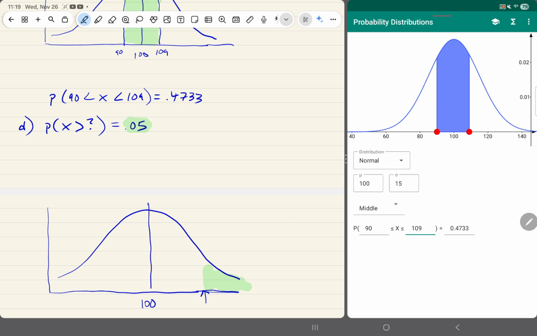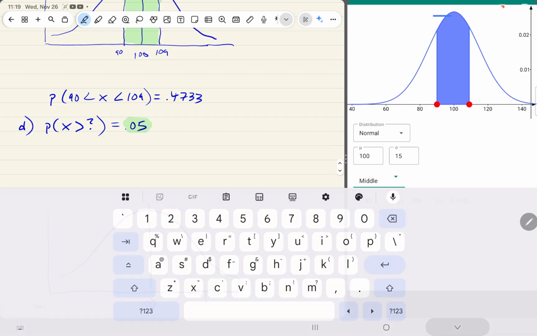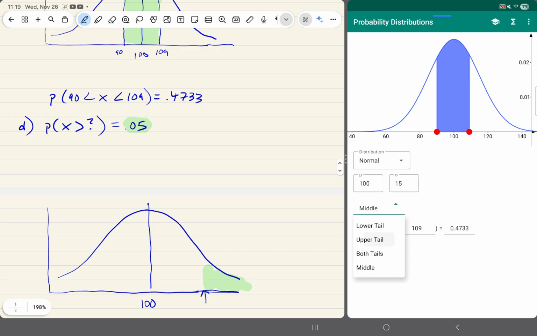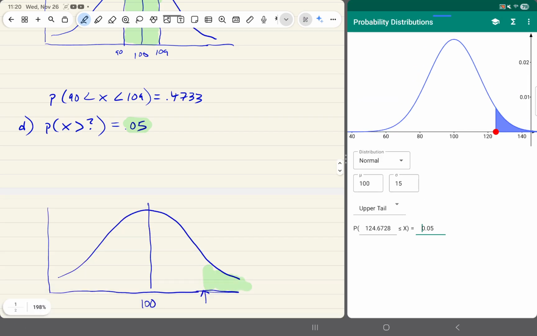Again, we have normal, we have the correct mean value, we have the correct standard deviation. But this time we want to go back to wanting the upper tail, since it's asking greater than. And now what we do is we enter that value of 0.05, press enter, and we get 124. So a score of 124.6728 gives us that area.